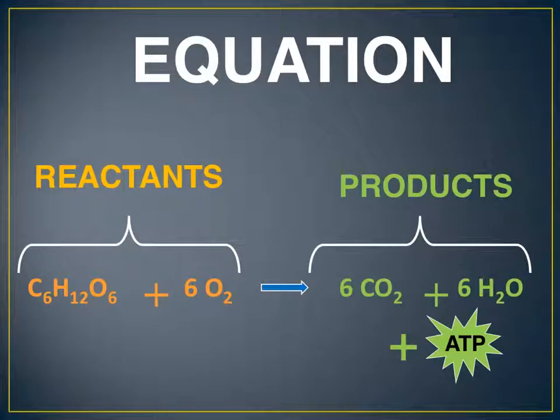This picture shows you the equation for cellular respiration. The reactants are glucose and 6 molecules of oxygen. They get turned into the products, which are 6 molecules of carbon dioxide, and 6 molecules of H2O, which is water, and a bunch of ATP.